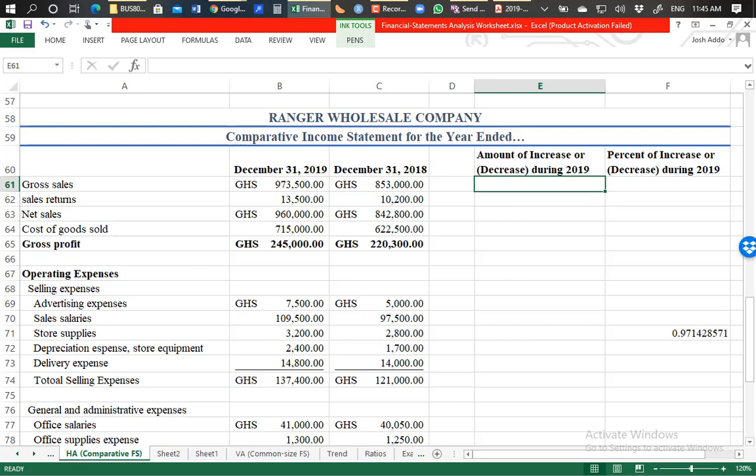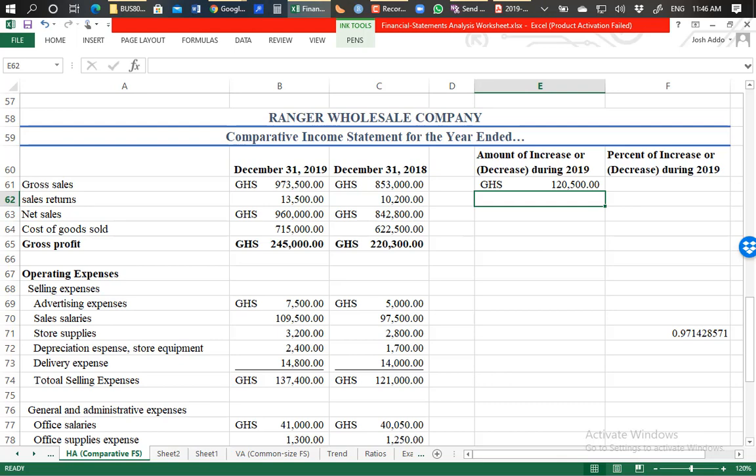Because this is a formula work, this minus this. So you do equal to, then you point on this cell, the cell that contains the 973. Then you press on your computer the key that has the minus. Then you press on this one. That's all you do. We press enter to complete the formula. So the difference is 120,500.